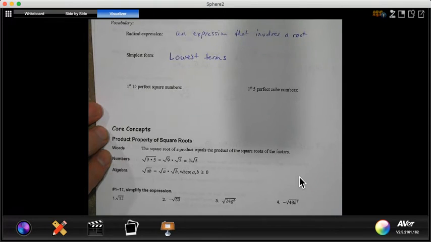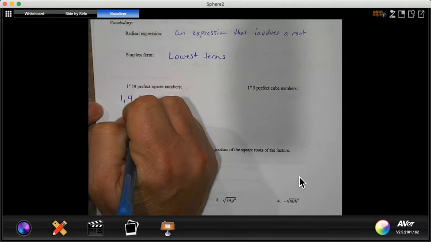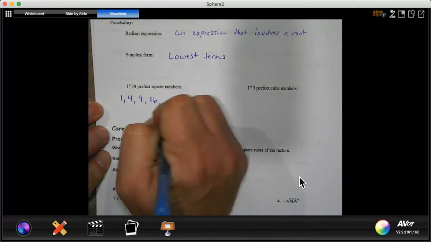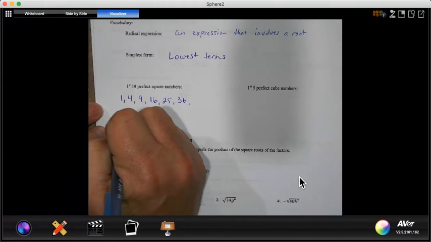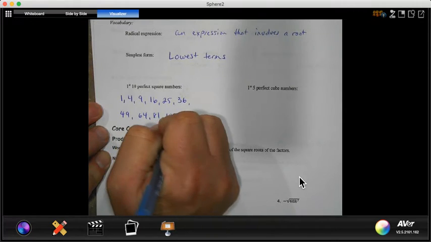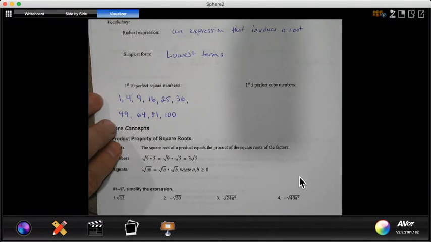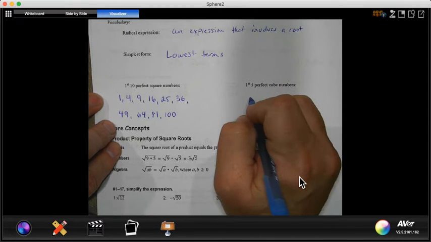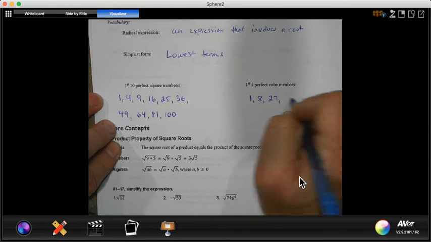First 10 perfect square numbers. We've covered this before, but they are 1, 4, 9, 16, 25, 36, 49, 64, 81, and 100. First 5 perfect cube numbers. There's 1, 8, 27, 64, and 125.